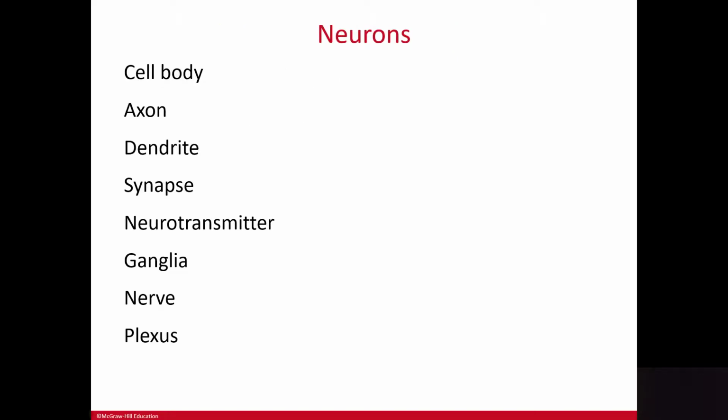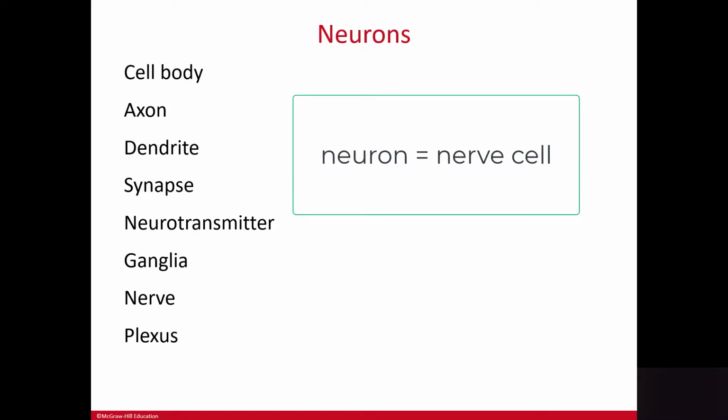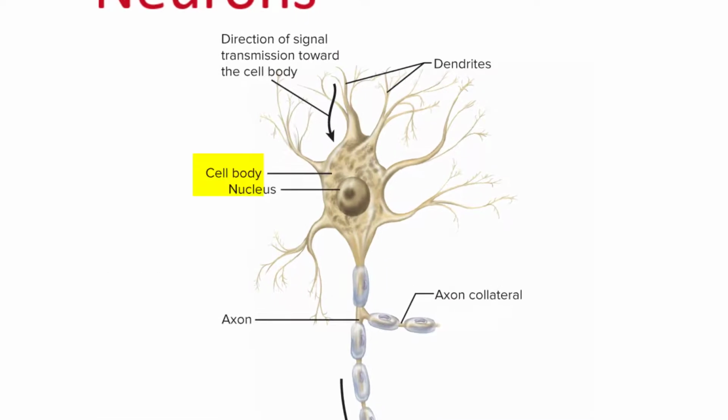Okay, so now let's talk about the cells that make up the nervous system. The nervous system consists of neurons, which are nerve cells that send messages or stimuli to other neurons or to receptors in the muscles or organs. The cell body is the main part of the neuron, and it has these extensions all around it called dendrites. Dendrites receive stimuli from other neurons and transmit that stimuli to the cell body.